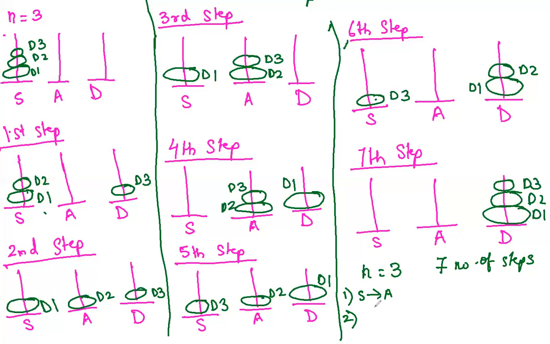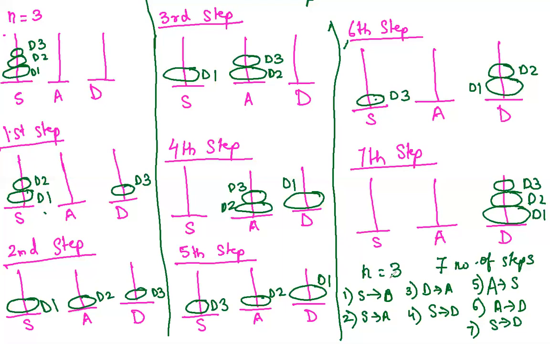Sorry, the first step is S to D. The next step is from S to A. In the third step, there is a movement of disk from D to A. In the fourth step, there is a movement of disk from S to D. In the fifth step, there is a movement of disk from A to S. In the sixth step, there is a movement of disk from A to D. And at the last stage, there is a movement of disk from S to D. So we can see that S to D, S to D and S to D, these are the 3 S to D operations done for the 3 consecutive disks. So the first one is for disk 1.